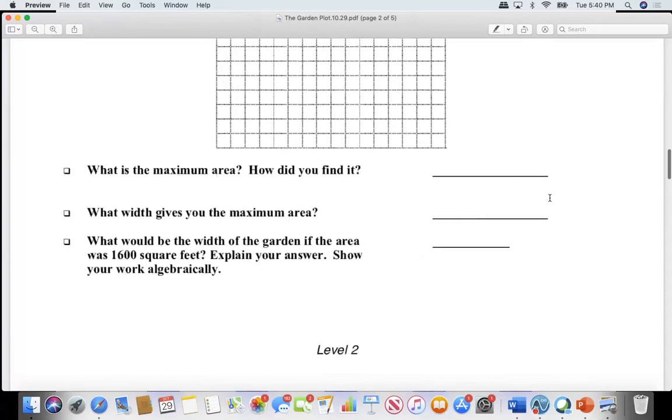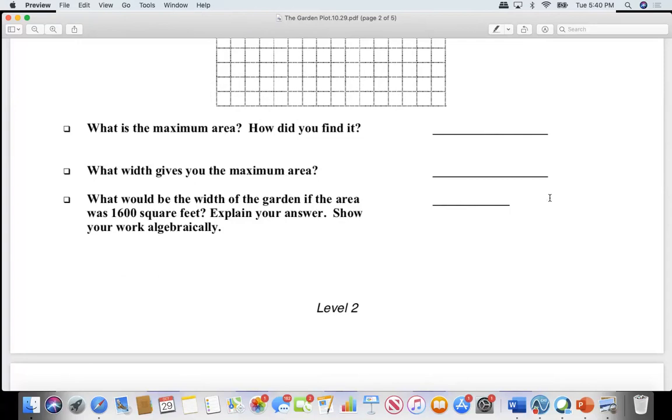And then asking what would our width be if we gave them a fixed area, and again getting them to practice working with their quadratic formula or factoring something different.